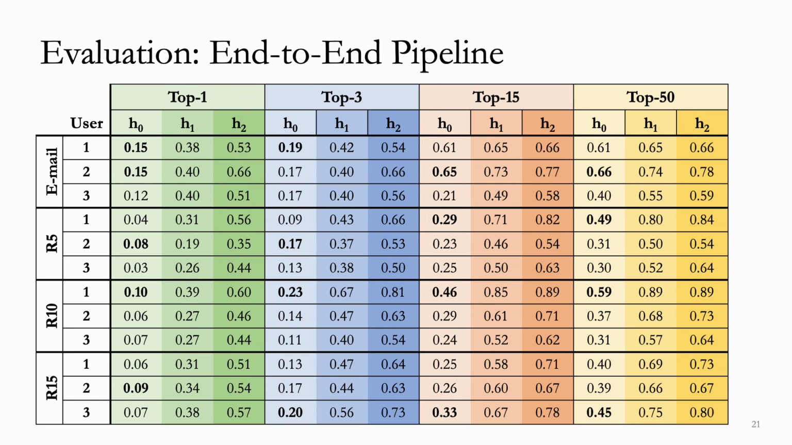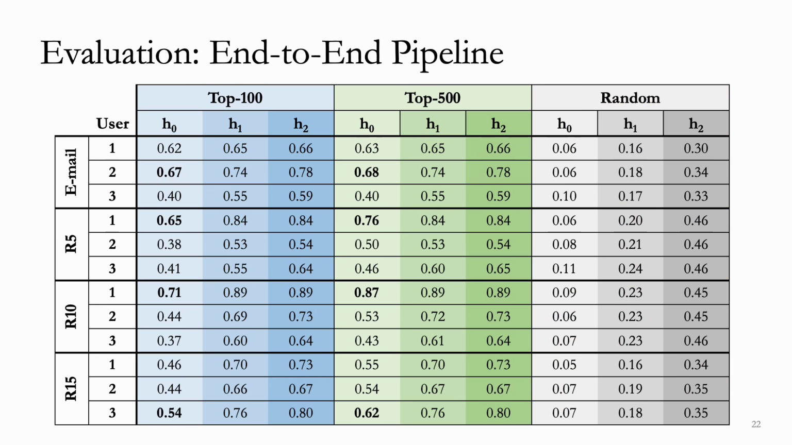Lastly, we evaluated the end-to-end pipeline. This table shows our results for all datasets and varying HOP and top K configurations. As the number of reconstructions increases, the accuracy also increases. The maximum pinpoint accuracy achieved over all reconstructions is 68% for email, 76% for R5, 87% for R10, and 62% for R15. As we can see here in the green columns, we are able to list those most accurate reconstructions within the top 500 reconstructions.